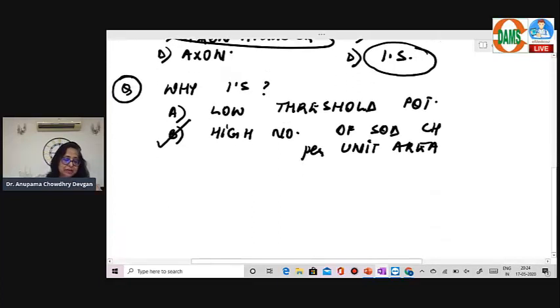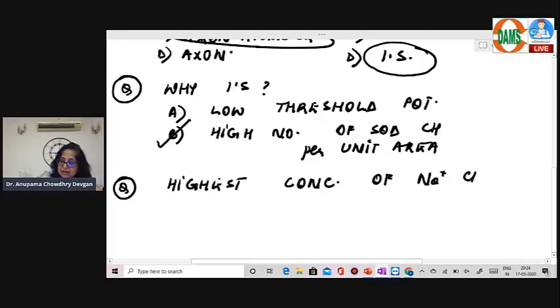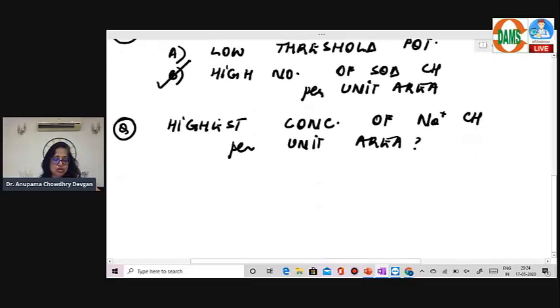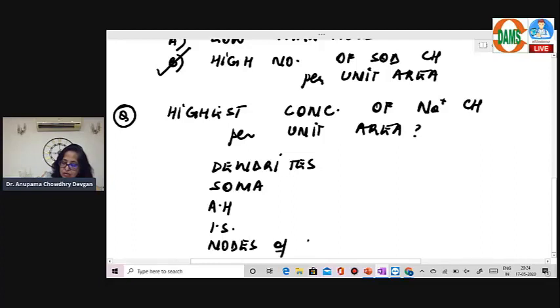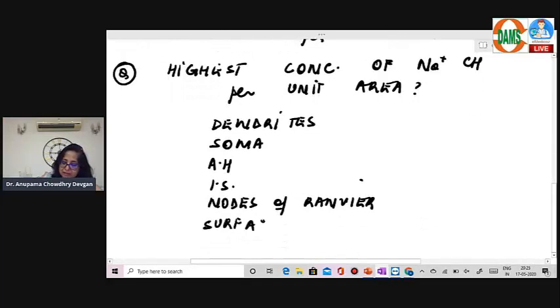Now, my next question related to this topic is, which part of the neuron has the highest concentration of sodium channels per unit area? Is it going to be the dendrites? Is it going to be the soma? Is it going to be the axon hillock, initial segment? Is it going to be the nodes of Ranvier? Or is it going to be the surface of myelin? Please remember, highest concentration.